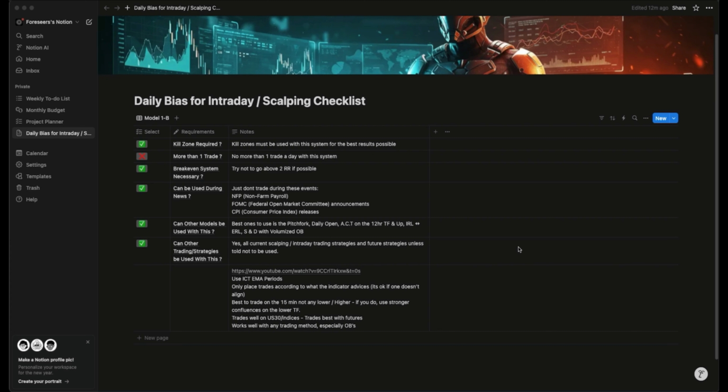Let's start with the first one: are kill zones required? Kill zones are definitely required for sure. Kill zones must be used with this system for the best results possible. I highly suggest you only use kill zones when trading with this model, just because there are so many bad trades that can come out if you don't use kill zones.